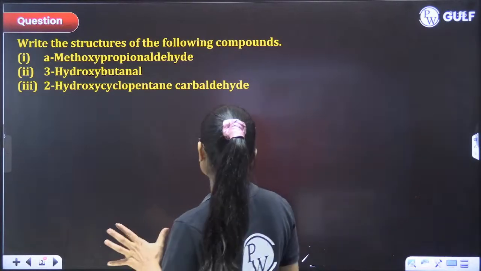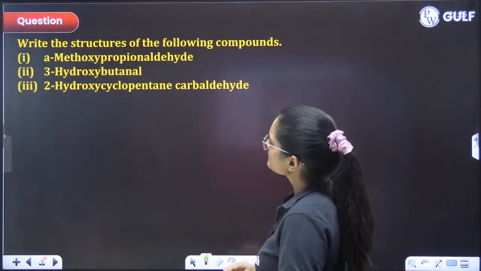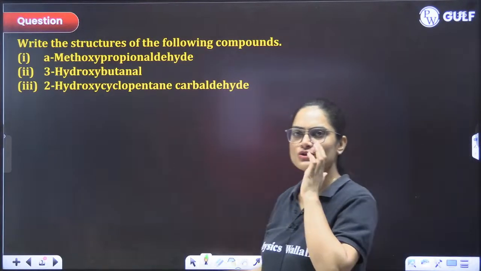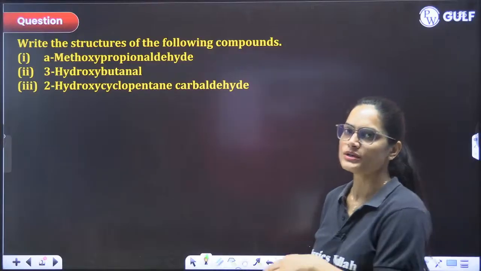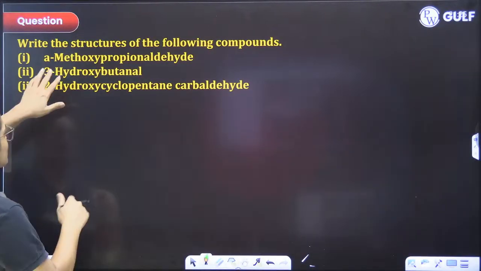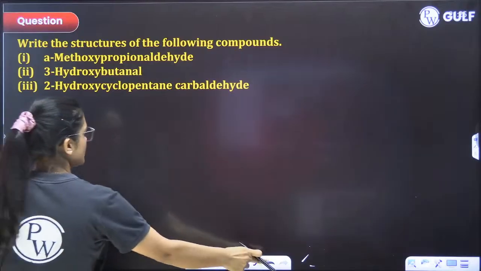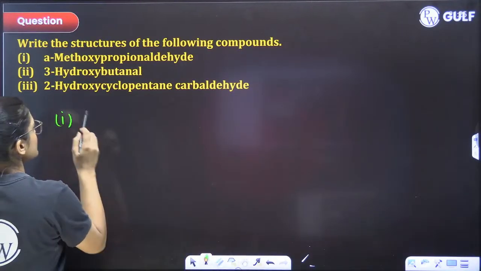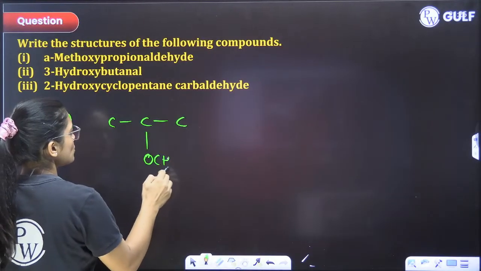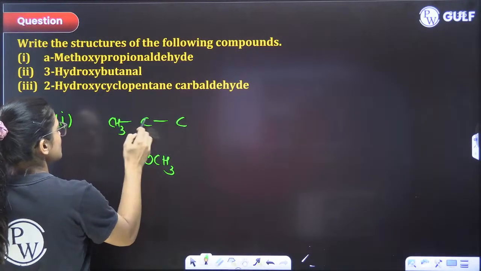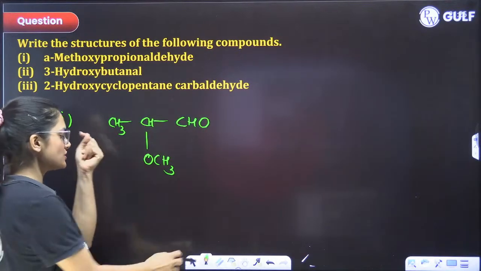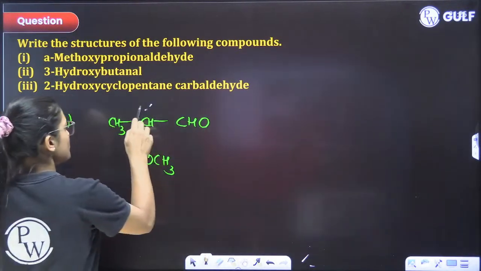So, here is the first question, which says that you have to write the structure of alpha methoxypropionaldehyde. Is this a common name or IUPAC name? Tell me quickly. Common name, right? So how will you draw its structure? Very simple. Alpha methoxypropionaldehyde, 1, 2, 3. At alpha position, you have methoxy group, so OCH3, CH3 here, CH here, and propionaldehyde, that means CH2 here. This is your alpha position, at which you have methoxy group.